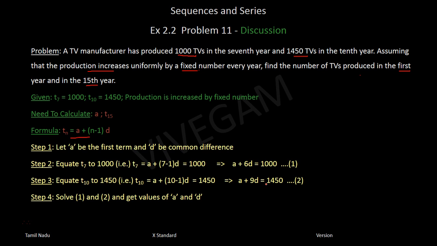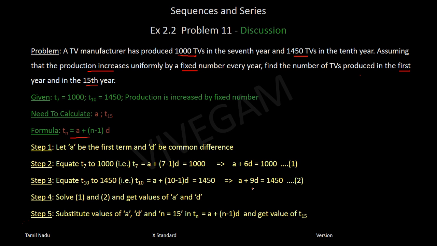Solve 1 and 2. There are two unknowns, two equations. Solve these two equations and get the value of A and D. Once we have A and D, substitute the value of A, D and n equal to 15 in this equation, and you will be able to get T15 equal to A plus 15 minus 1 into D. And that will get us the value of T15.